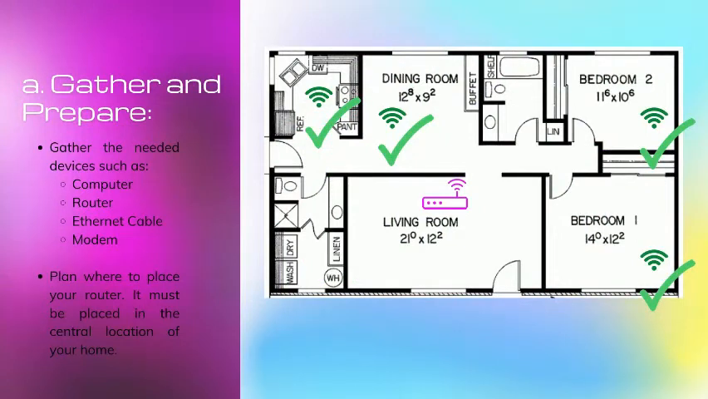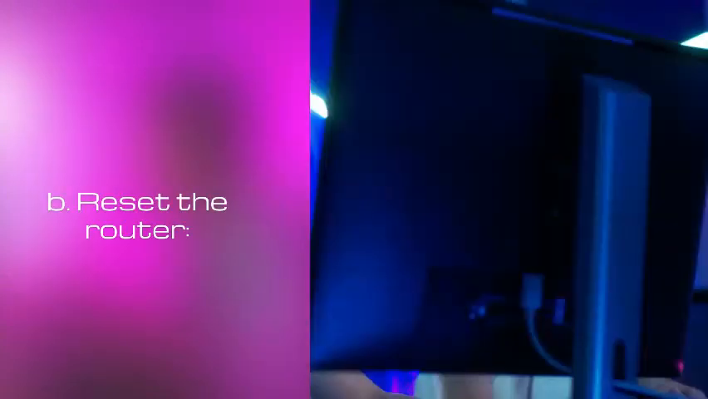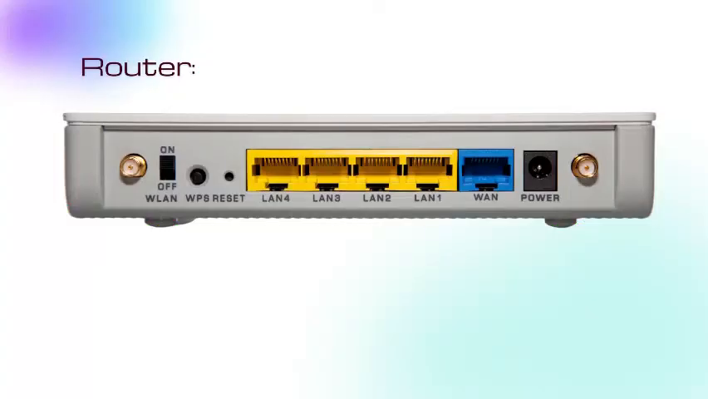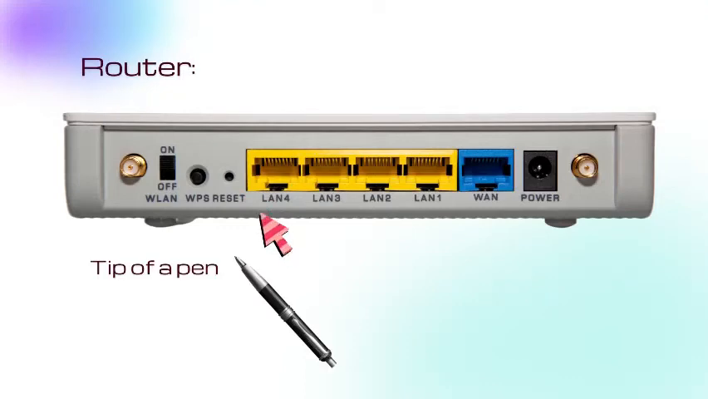Second on the list is to reset the router. Resetting of the router is important to revert its factory settings. Locate first where is the reset button. Click the reset button using a tip of a pen or a pin and wait until all the lights turn on.